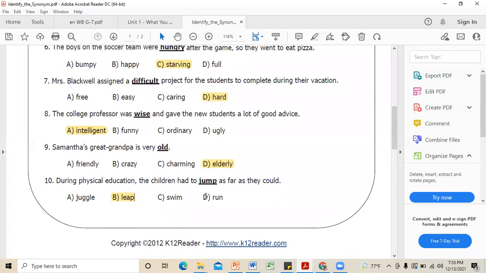So here what we have is swim, run, juggle. So juggle means we are playing with few balls. So the synonym would be leap, right? So I think with all these exercises, you are now more familiar with how we are going to find synonyms, how we are going to replace existing words by synonyms, right?